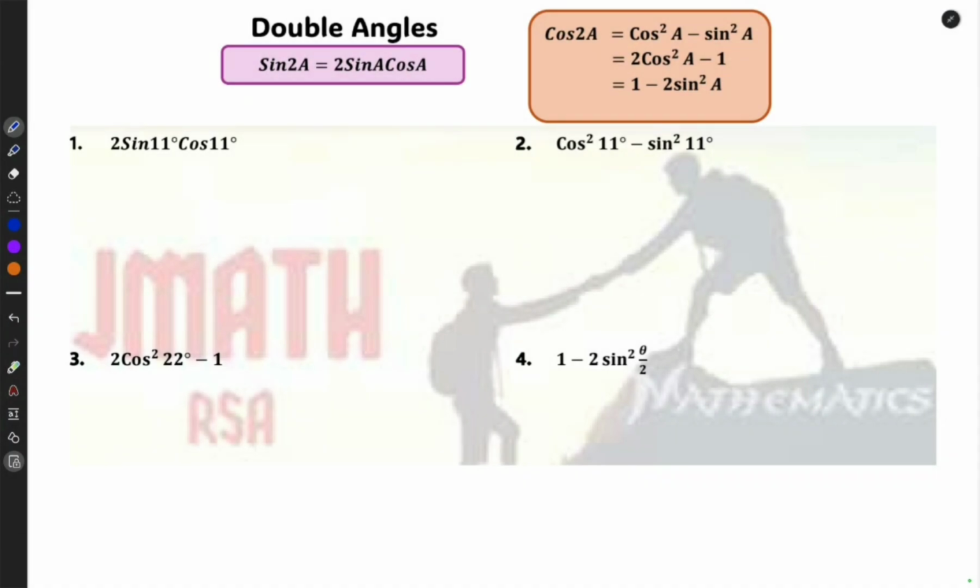Double angles is the next part of grade 12 trig that you are going to learn. So you will see the 4 formulas up there. All they did is they said, okay, we now know compound angles, but what happens if it was sine A plus A or cos A plus A? And then they came up with these formulas.